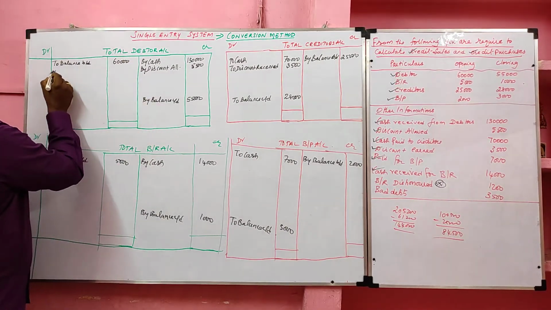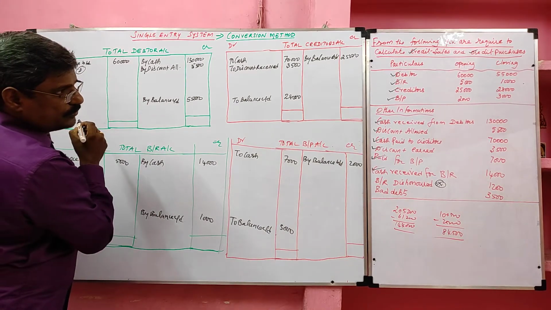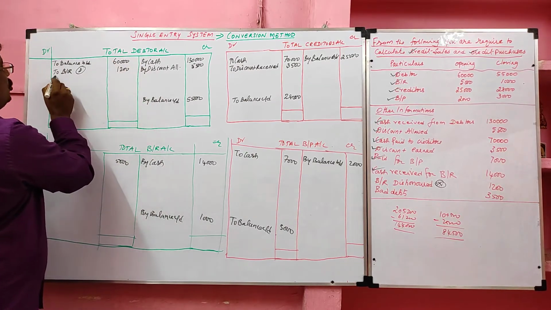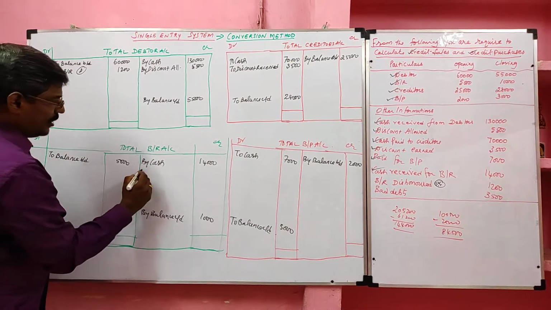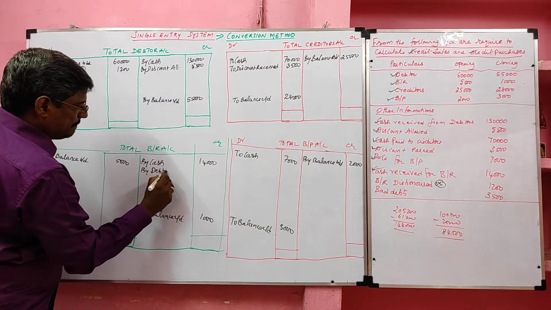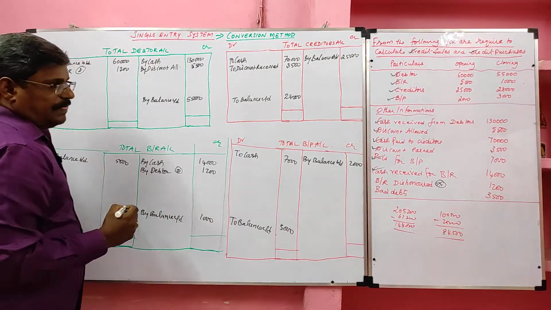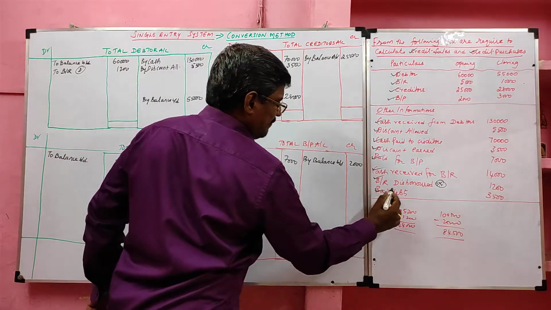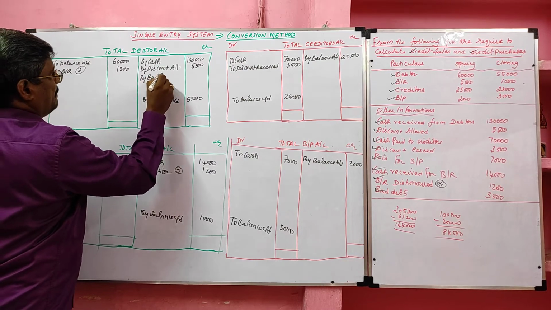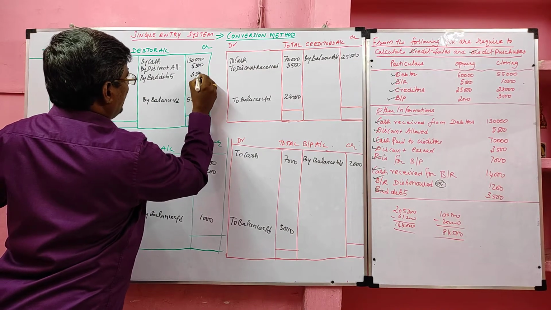In total debtor account, BR dishonored is debited, the value 1,200. So total debtor account to BR, the dishonored value. In BR account, it should be credited as debtor account. Dishonored, the value how much? 1,200. Then bad debts. Bad debts credited to the debtor account, 3,500.